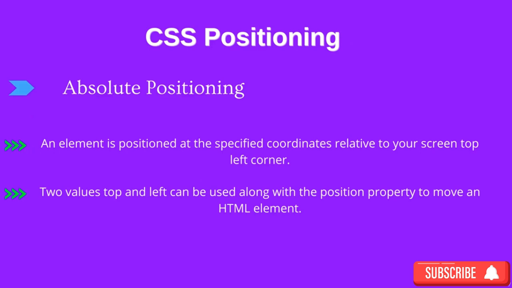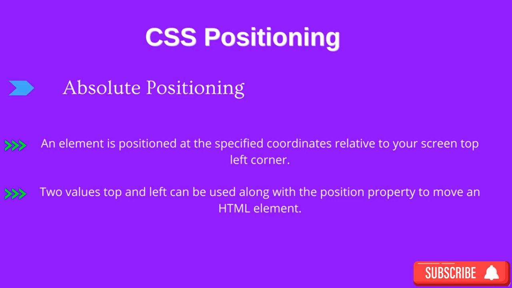X-axis means the horizontal one, which will be taken from the left-hand side, and for absolute positioning, from the top, that is vertical, the y-axis. So on the basis of the coordinates which you pass, the particular element will be placed at that location. As mentioned, the element is positioned at the specific coordinates relative to your screen's top left corner.